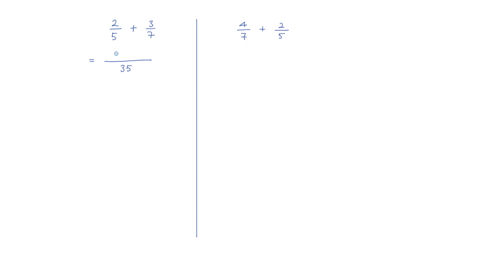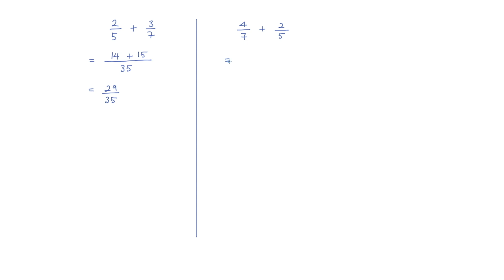2 multiplied by 7 is 14. Obviously we're adding. And then we cross multiply this way. So 5 multiplied by 3 is 15. And then all we need to do is just to add these two values in the numerator. So 14 plus 15 is 29, and that's over 35. Let's have a look at this second example here.